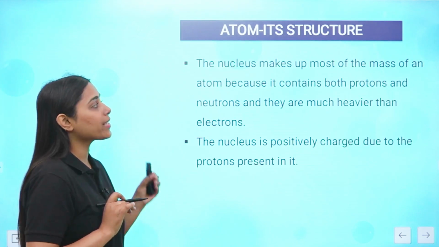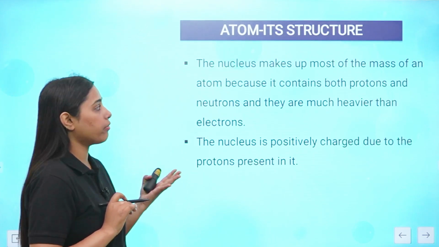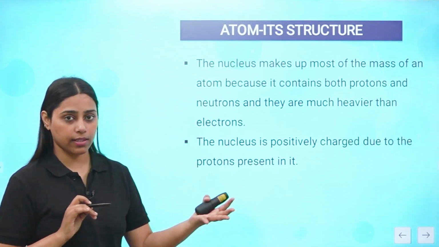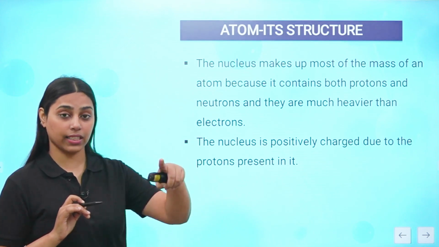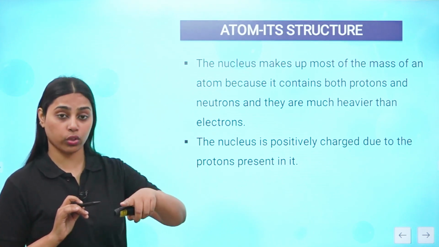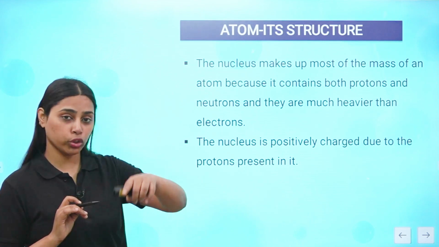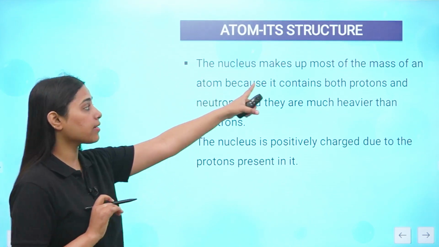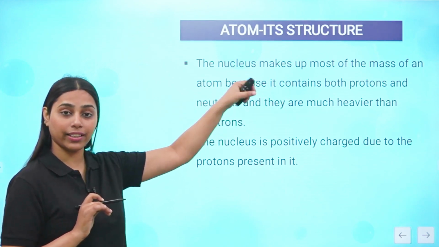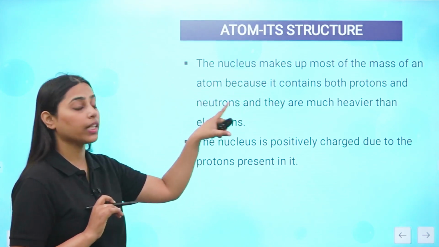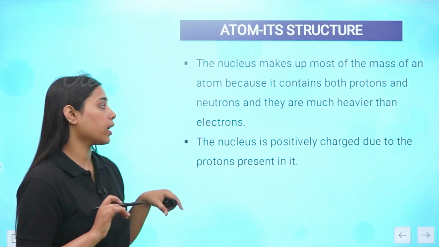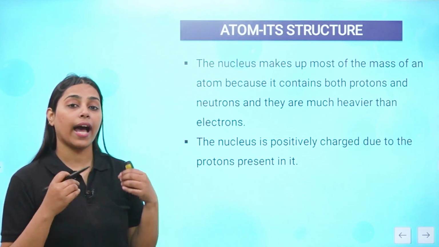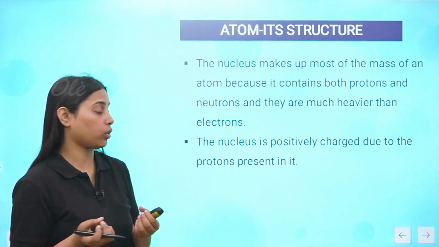The nucleus makes up most of the mass of an atom. As I said, the mass is equal to the sum of protons and neutrons, right? And protons and neutrons are present in that central part, the nucleus. So all the mass of the atom is concentrated in the nucleus because it contains both protons and neutrons. They have higher mass than the electrons.